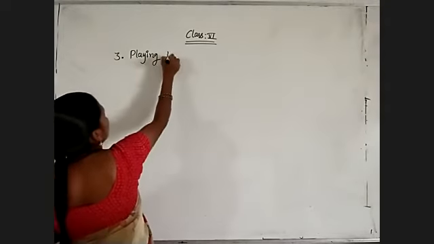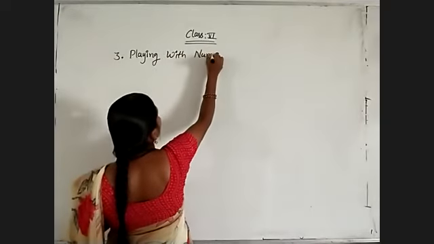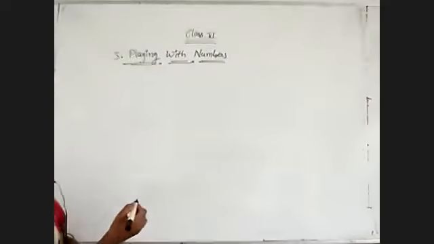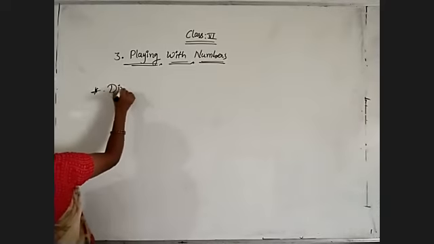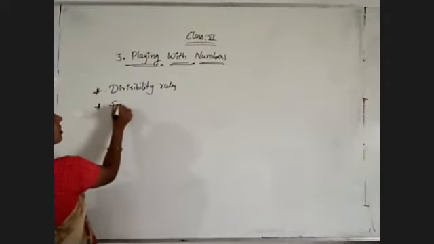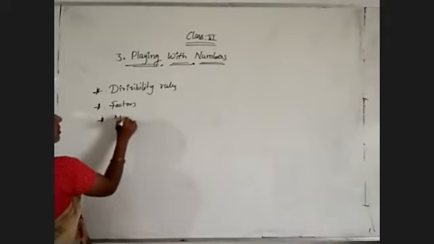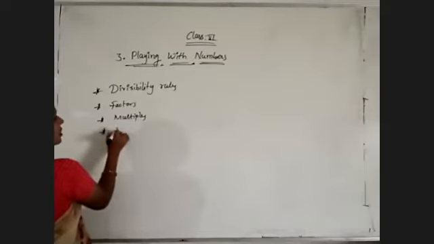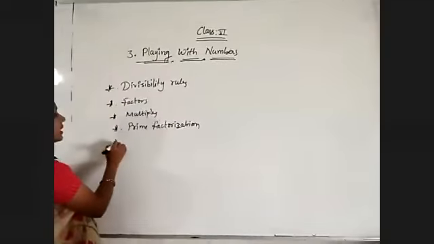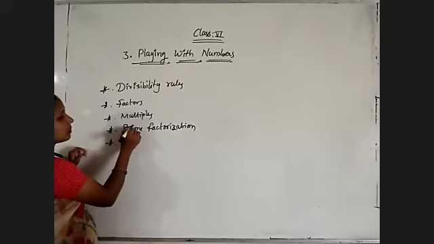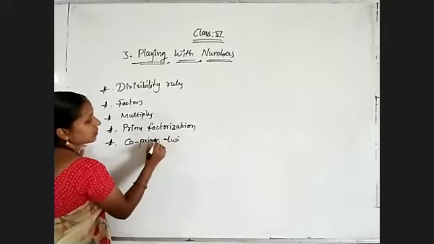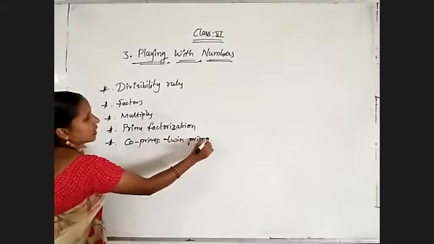Third chapter, playing with numbers. Okay, in this chapter we are going to learn about the divisibility rules and factors, multiples, prime factorization, co-primes, twin primes. Okay, and prime numbers also.